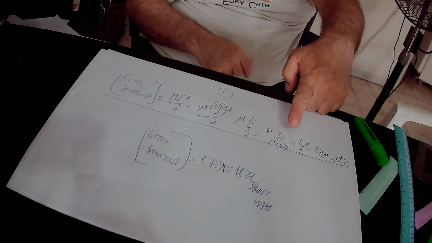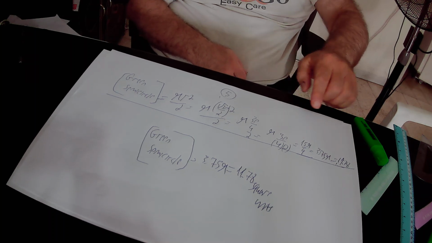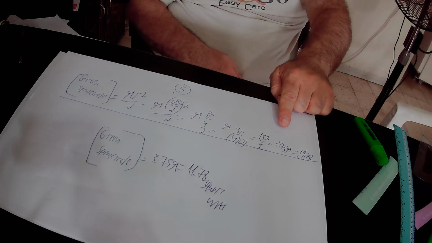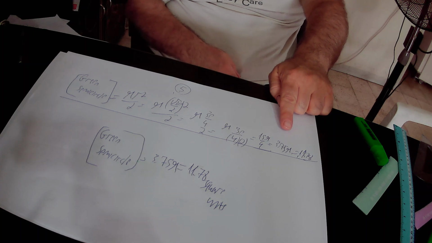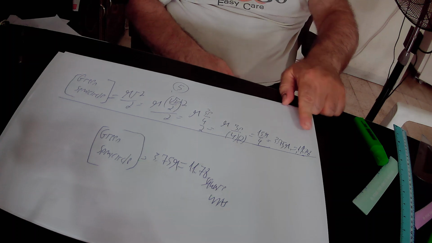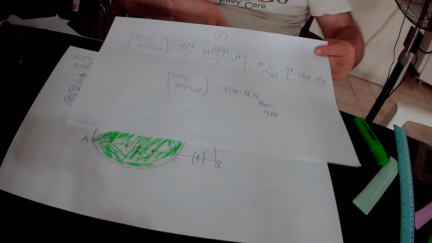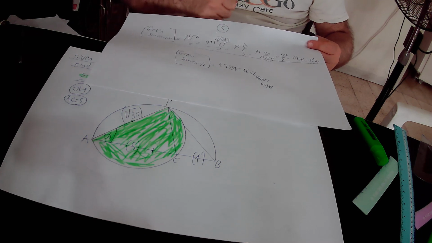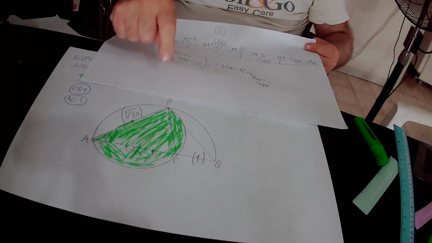Here 30 over 2 is 15. So in total, the value of this expression is 15 pi over 4. 15 over 4 is 3.75. Therefore, in total, the value of this expression is 3.75 pi. And 3.75 pi is equal to 11.78. So in conclusion, the area of this green semicircle equals either 3.75 pi square units, or in terms of numbers, 11.78 square units.